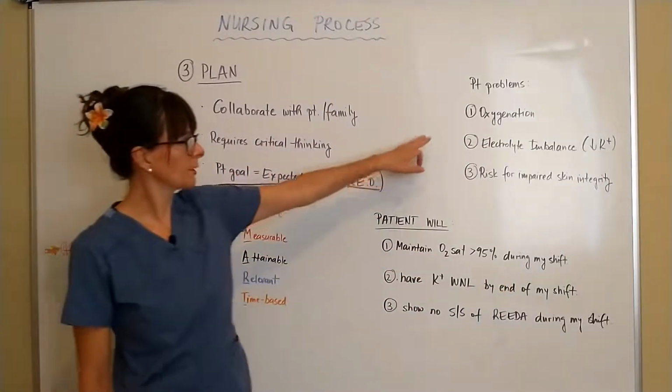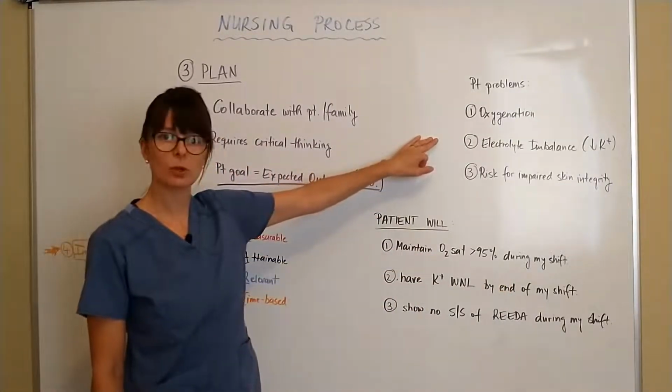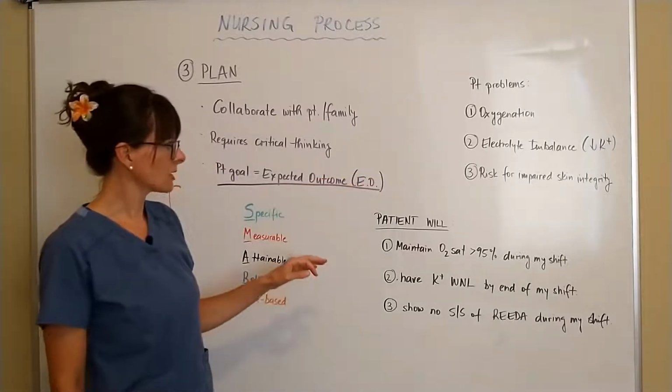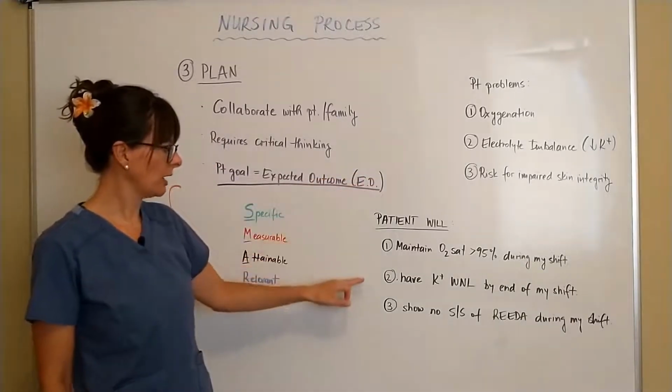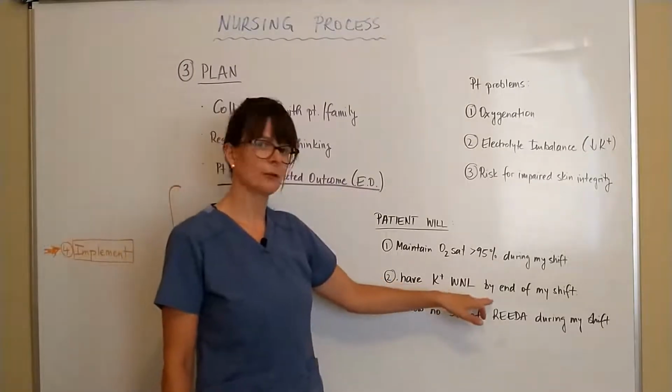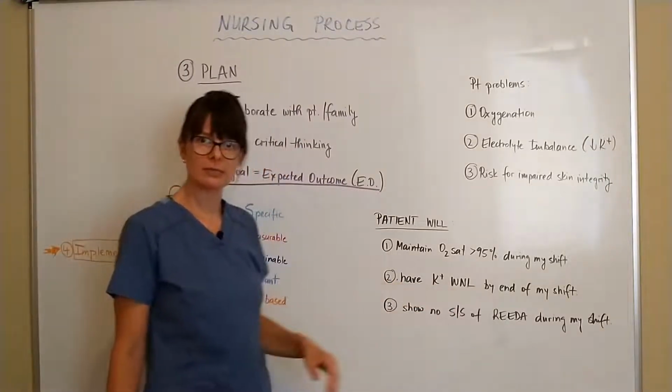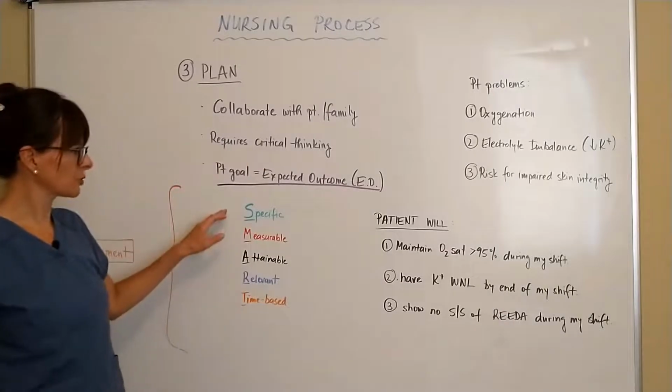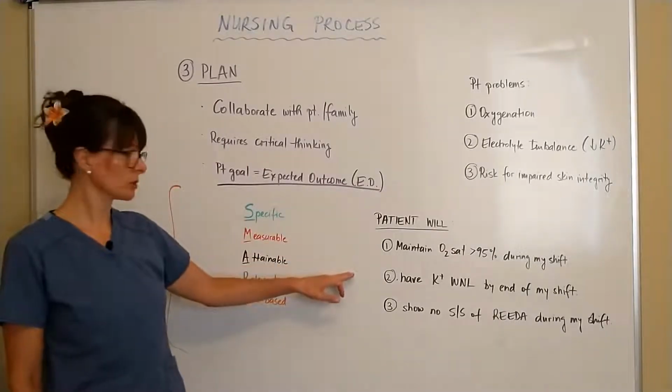Problem number 2 was electrolyte imbalance with a low potassium. So now my goal is the patient will have a potassium level that is within normal limits by the end of my shift. Looking at the SMART criteria, it's specific to my patient because their potassium was low.